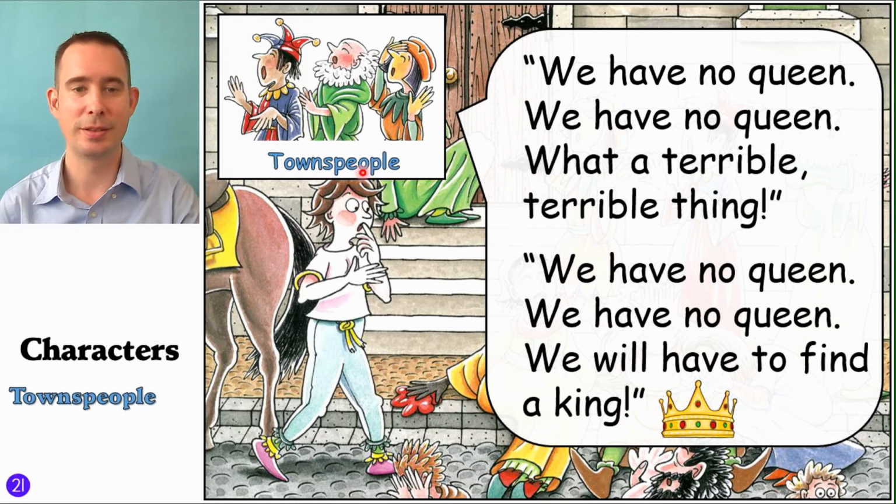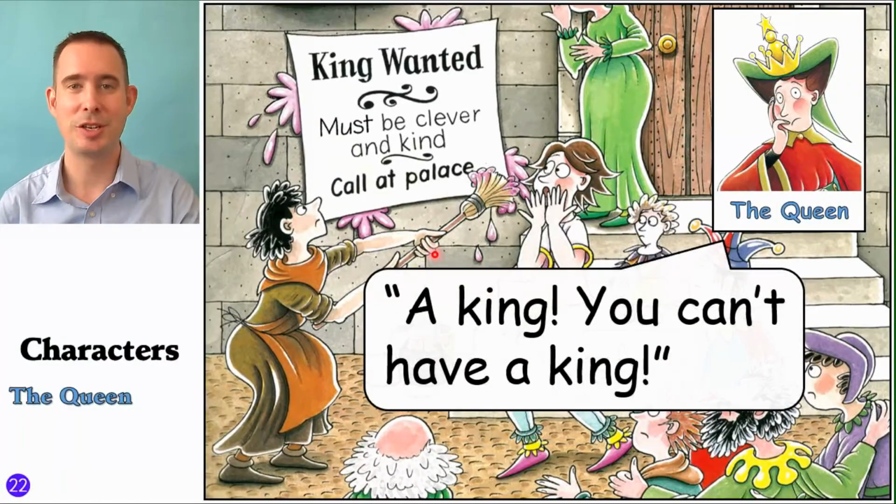A king. Look at this. This is the queen. She's looking at all the townspeople. I don't think she knew that they would be sad like this. And you can see on this page here, they even put up a poster. King wanted. Must be clever and kind. Call the palace. All right, now how does the queen feel about this, where now she's going to be replaced with a king? Or maybe she has to marry a king.